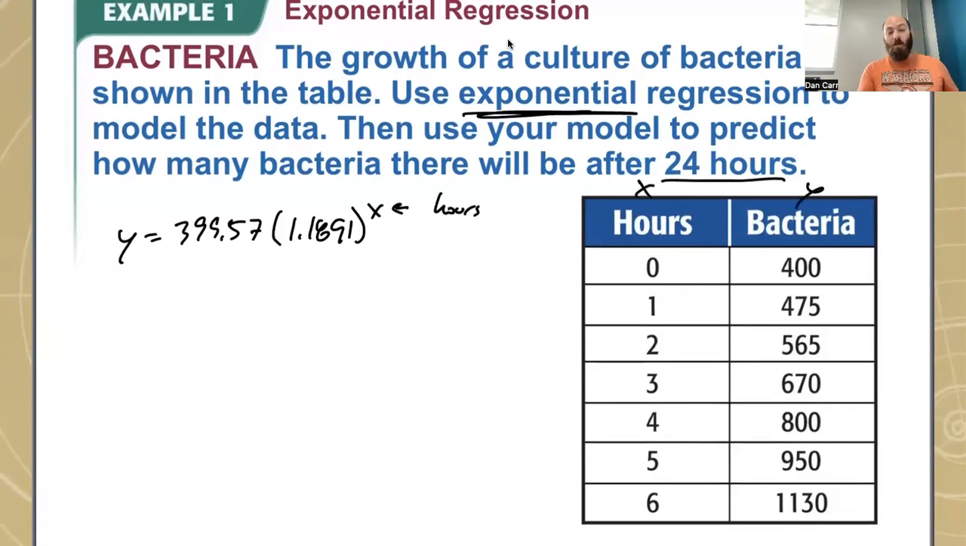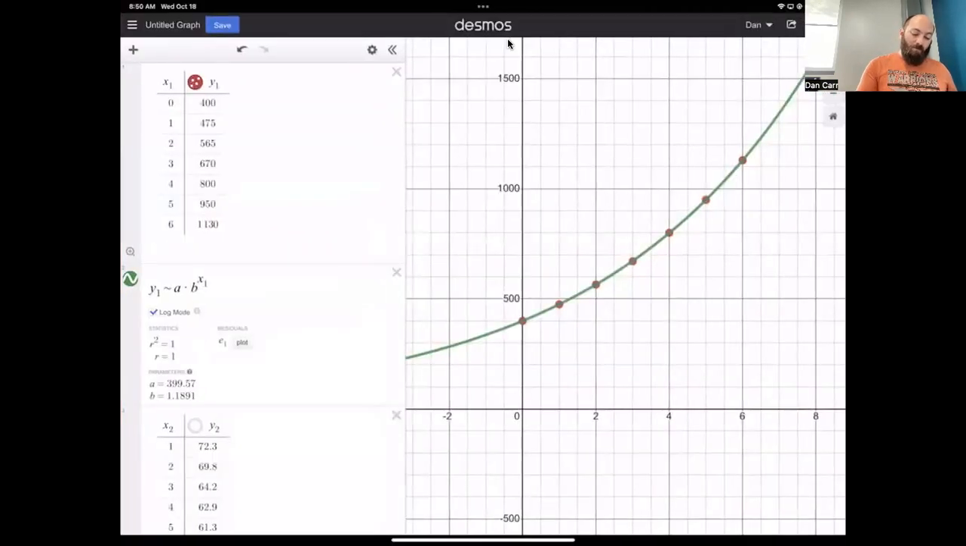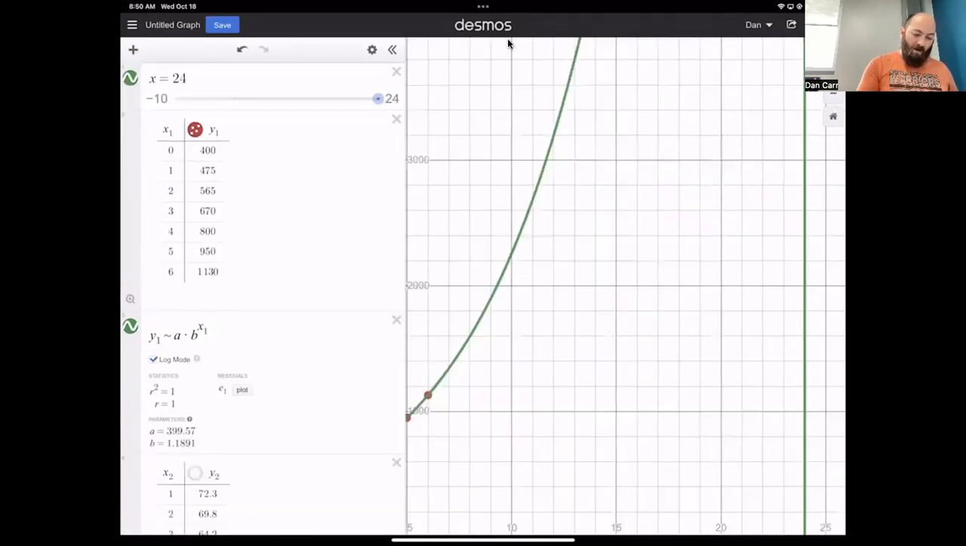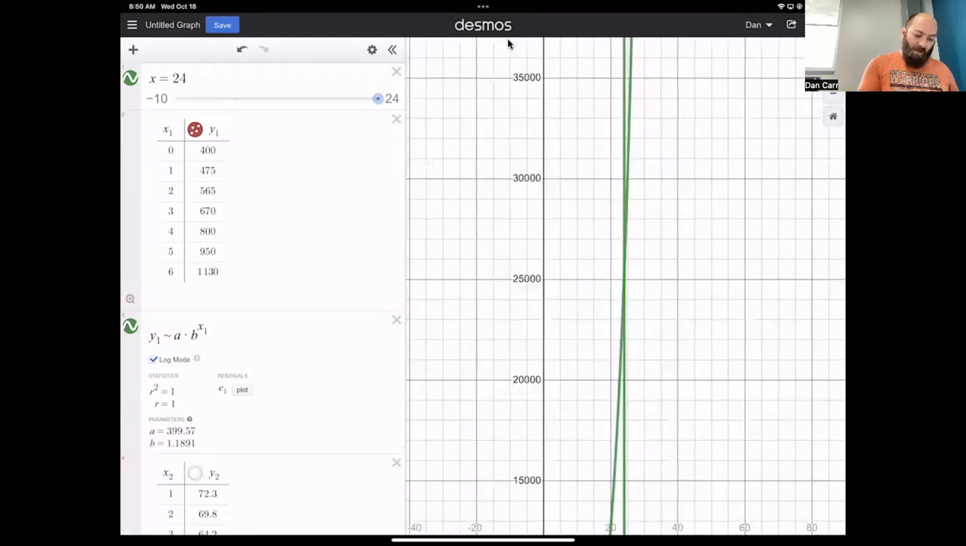So if I want to use this model to help predict, I'm going to just take 399.57 times 1.1891 and raise it to the 24 hours. I could do this with my calculator, I just plug it in now, or I can go back to my graph and use the table there. I can go to 24 hours. Personally, I'm just going to graph the line X equals 24, and I look at where these two cross.